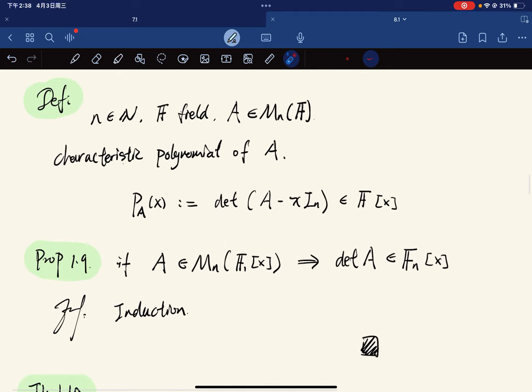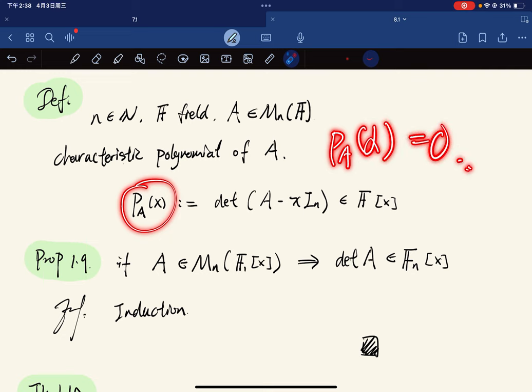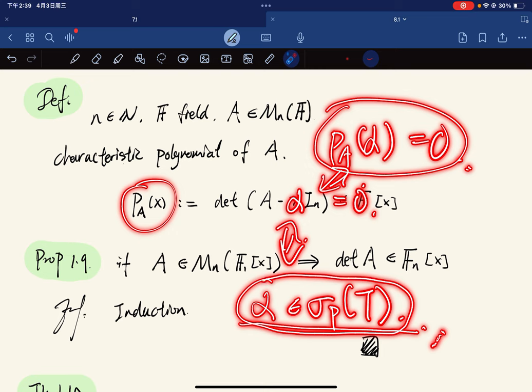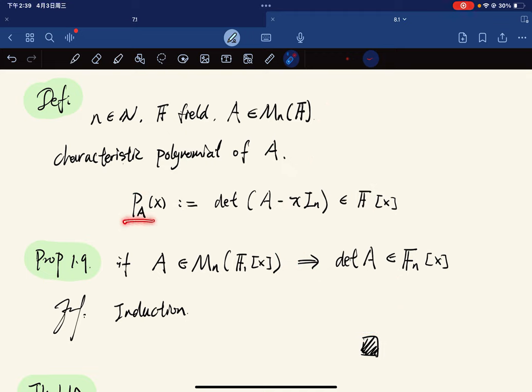So now we define the characteristic polynomial of A. Given a field and A a matrix, the characteristic polynomial is defined as this, the polynomial of this. Notice that if alpha is a root of this polynomial, if P_A(alpha) is equal to zero, the determinant of this is equal to zero, which means that alpha is in the point spectrum. And conversely, if you're in the point spectrum, then this should be zero. Which means that the eigenvalues of T are precisely the roots of the characteristic polynomial. The name characteristic is because it characterizes the matrix.